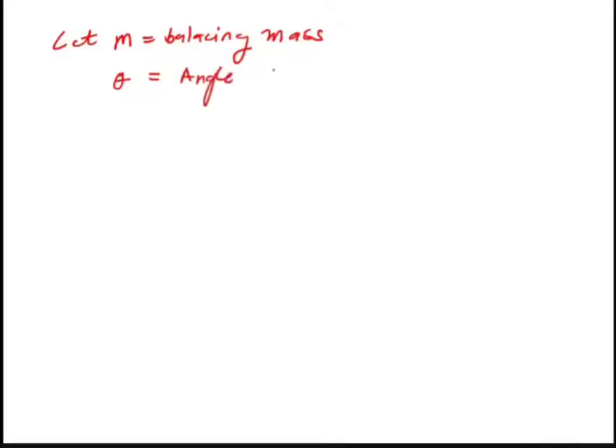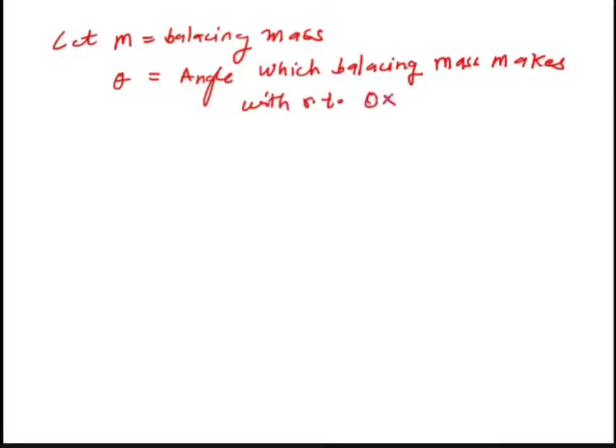Balancing angle means the angle which the balancing mass makes with respect to the horizontal axis OX, right? The angle made by the balancing mass with respect to the horizontal axis OX is theta, that is the balancing angle, and R is the radius of rotation of the balancing mass. The radius of rotation of the balancing mass they have given as 0.2 meter. So now my aim is to find M and theta.